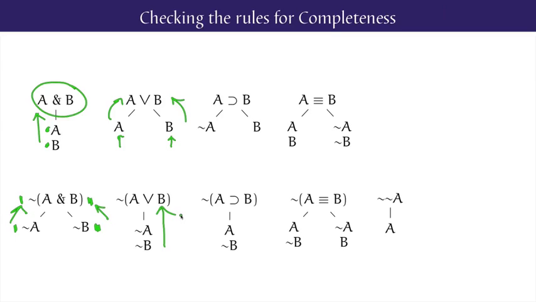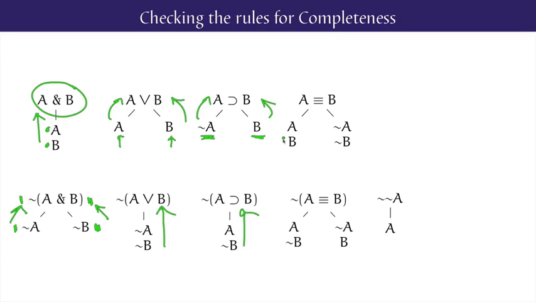For the conditional, if A implies B, if I've got A true and B false because A and not B are both true, then indeed A implies B is false, so its negation is true. On the other hand, in the true conditional case, if A is false, that's enough to make A implies B true, or if B is true, that's enough to make A implies B true.